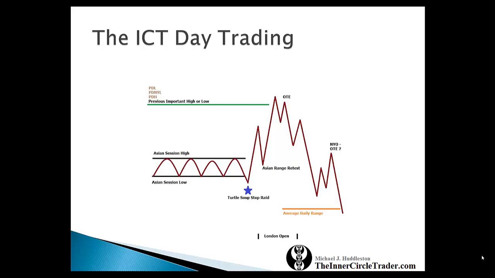And I don't care. You guys can argue about it and say I missed the 200 pip range of the day. I don't care, because if I'm doing it with the day trading model, I'm trading a day trading model. I'm not trying to turn it into a 6-month position. Okay.